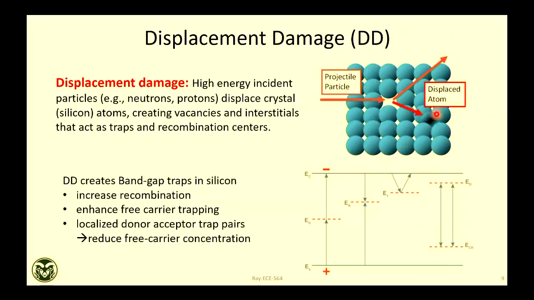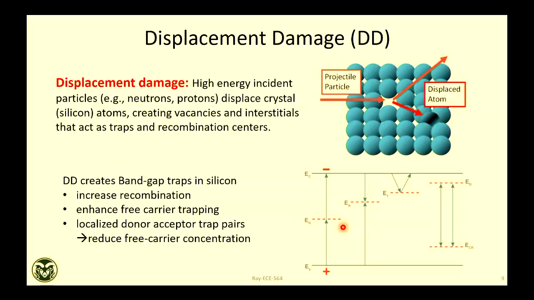This is the crystal atom. This is the energy bands. Any semiconducting crystal has a conduction band and a valence band. Basically, with each displacement damage, you are introducing possible energy states inside the band gap.